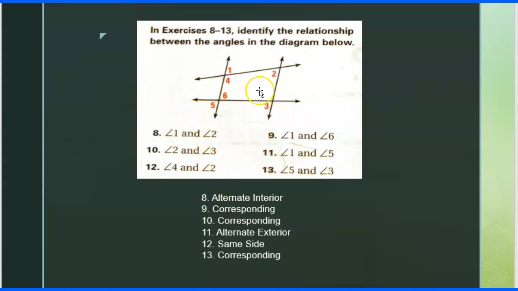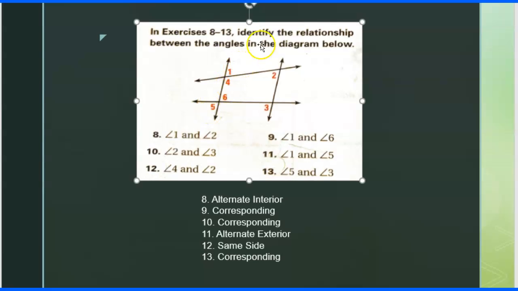Now number 10 is angles 2 and 3. They are also corresponding. They're in the same position. Number, what did I leave off? 11. Angle 1 and angle 5. Well, they're alternate something, because one's on this side, one's on that, but exterior. This one's on the outside of this whole piece here, and this one's on the outside of this piece here. Number 12 is angle 4 and angle 2, and they are same side. So they're on the same side. And then angle 5 and angle 3 are going to be corresponding.